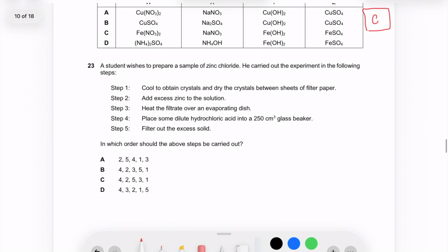Question 23. A student wished to prepare a sample of zinc chloride, so he carried out the experiment steps. Let's see. Zinc chloride is soluble and it's not an insoluble salt, so it's method 1: acid with excess insoluble solid. This is under salts, preparation of salts. This is the first method. So let's see.